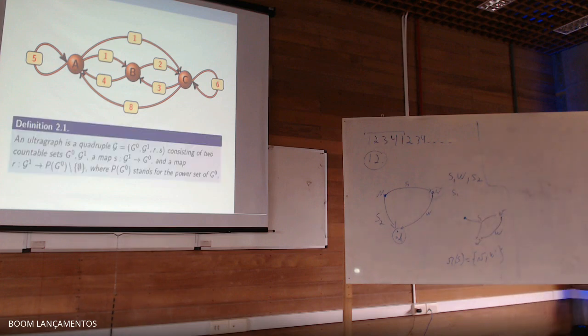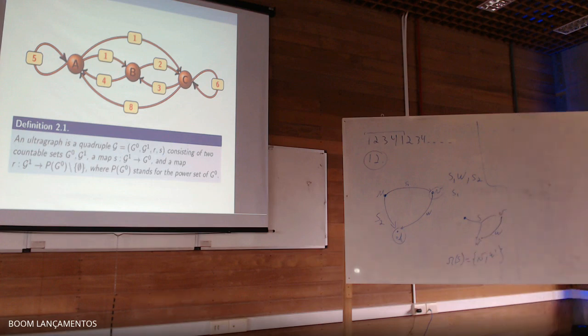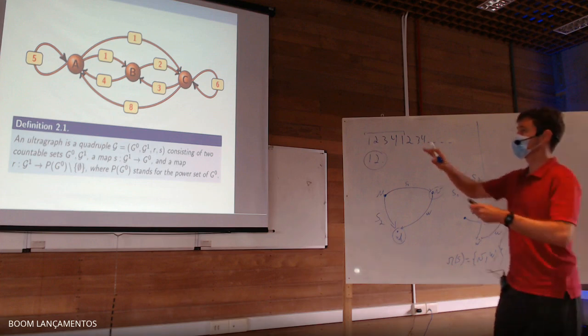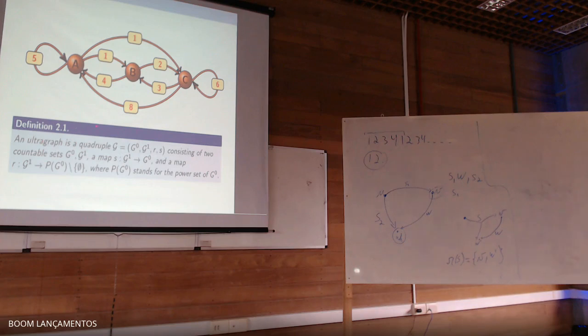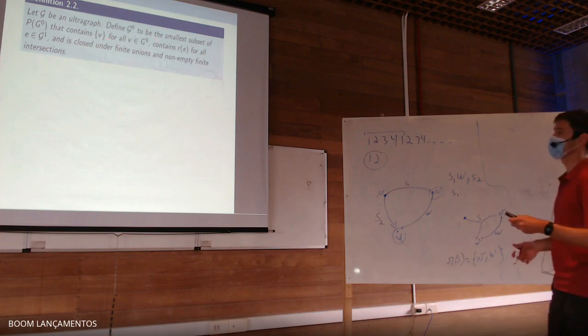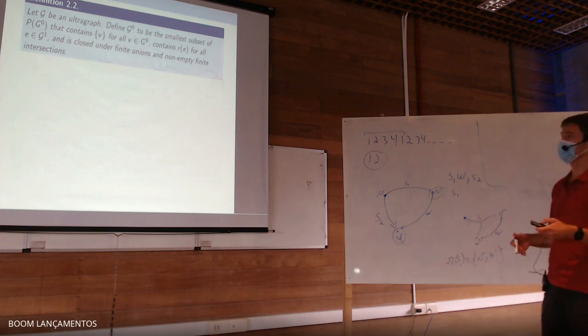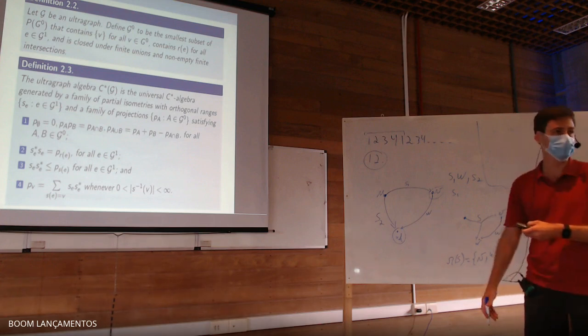And so what happens is that we have these generalized vertices, right? An ultragraph is a graph, but the range of an edge can be a subset of vertices. So we call them generalized vertices, and we have to deal with them. We want to be able to do intersections and finite unions, and we also want the set of generalized vertices to contain all vertices. And then you can define the algebra. I have here a definition for the algebra, sorry, I didn't have real time to do it. The definition for the algebra is the same.